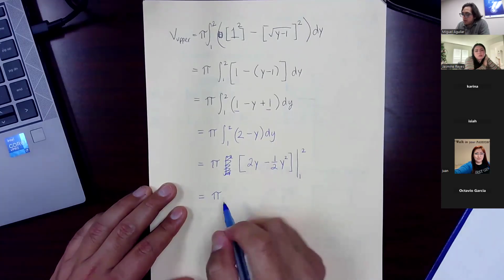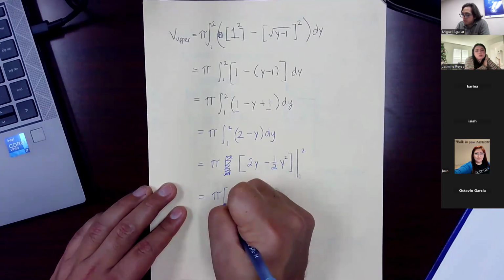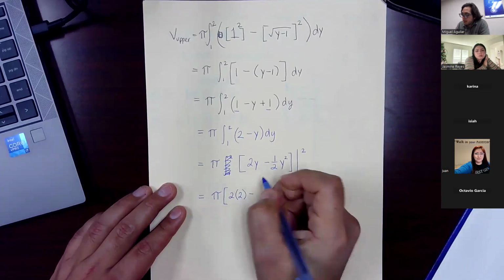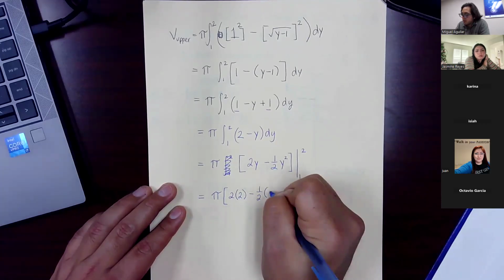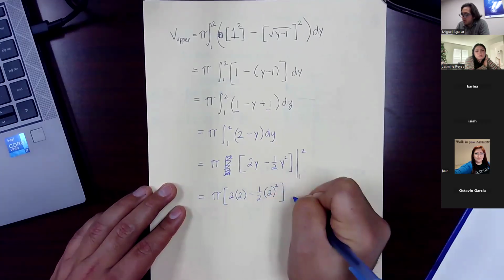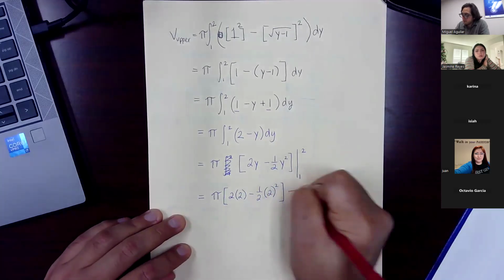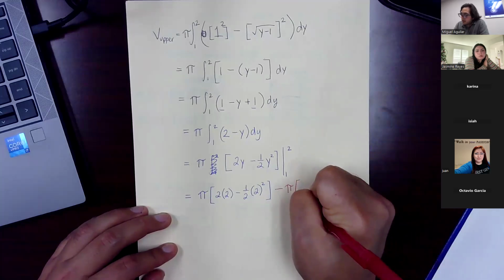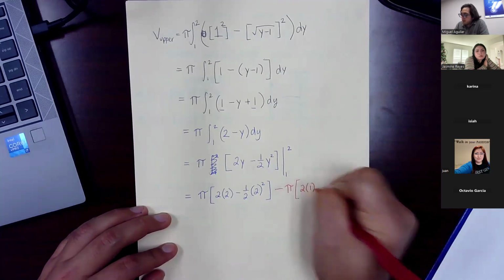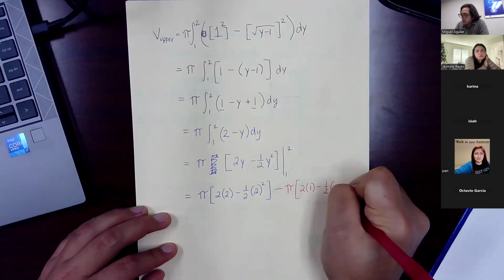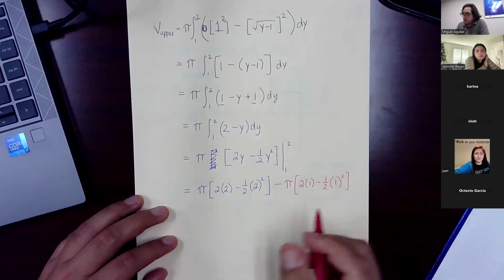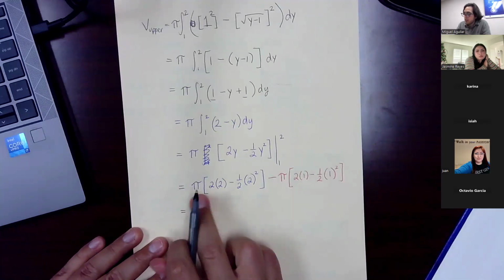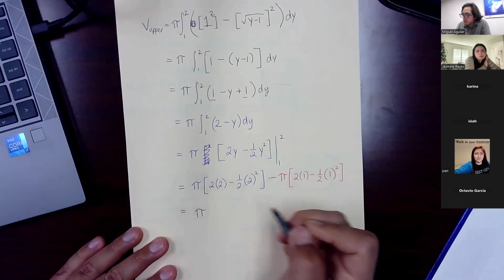pi times 2 times 2 minus 1/2 times 2 squared, minus pi times 2 times 1 minus 1/2 times 1 squared. And let's go ahead and simplify this a little bit further. Let's factor out the pi's, make that a little bit easier on us.